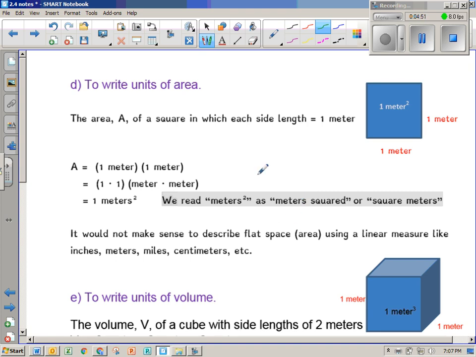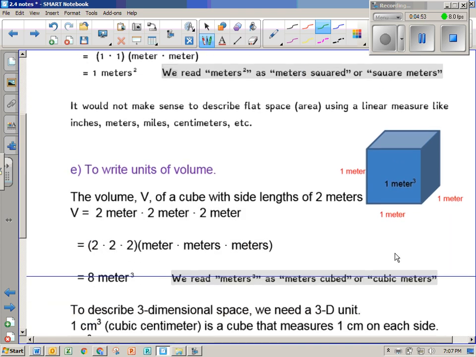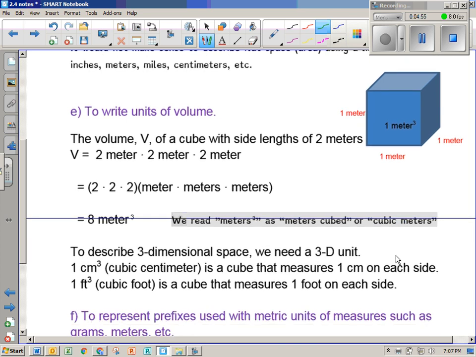Volume measures capacity, or in other words, how much something is going to hold. So when you talk about how much something's going to hold, then you're talking about three-dimensional space.